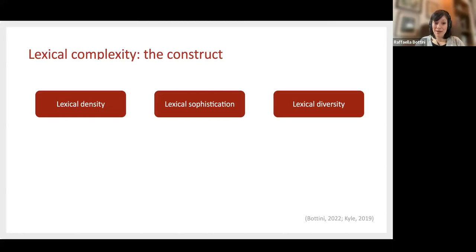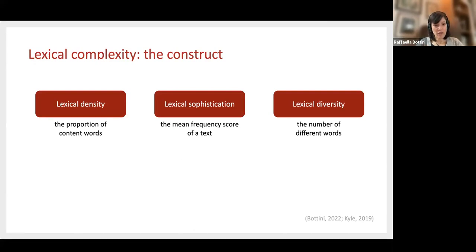So based on the examples that we looked at earlier on, we can say that lexical density is defined as the proportion of content words. Lexical sophistication is defined as the mean frequency score of a text. And again, I'll just remind you that the higher the frequency score, the more frequent the words are in the text. And lexical diversity is the number of different words. So the higher the score, the more diverse the vocabulary is.